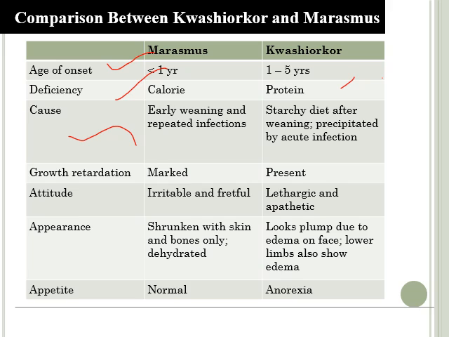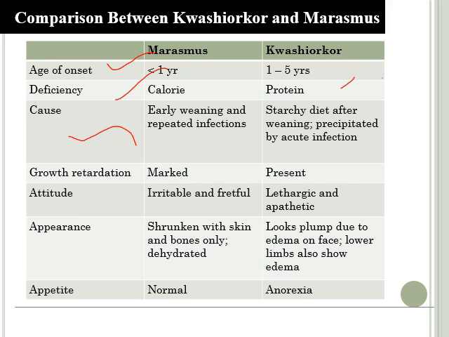Then growth retardation. There will be marked growth retardation in a marasmic child, but growth retardation may be present in a Kwashiorkor child. Then attitude. The child may be very irritable and fretful in Marasmus, and lethargic and apathetic in a Kwashiorkor child. Appearance: the child may be shrunken, with skin and bones only, and very much dehydrated in marasmic children.